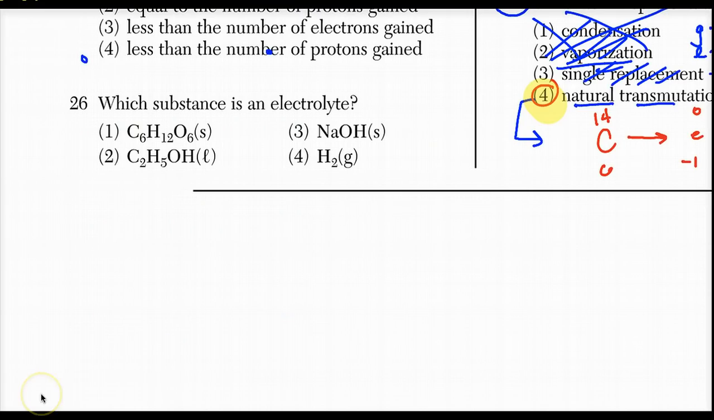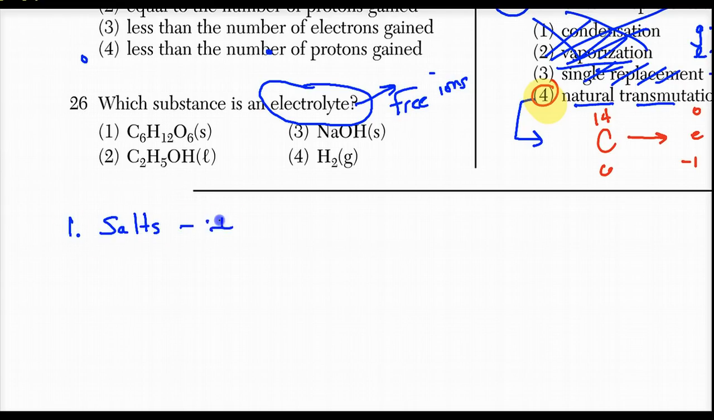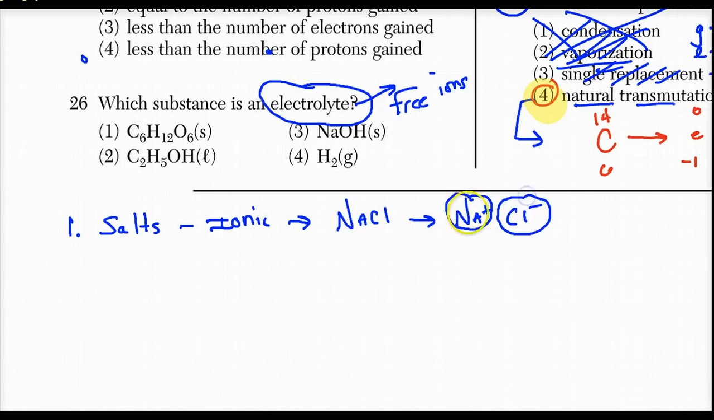Number 26. Which substance is an electrolyte? Well, my friends in chemistry, an electrolyte describes compounds that when in water dissociate into free ions. And there are 3 things that dissociate into free ions. So you're looking for something that breaks apart into free ions. Very important. The first one is salts, a fancy name for ionic compounds. So if you had sodium chloride, that dissociates into Na plus and Cl negative. These are free ions which can move in a solution to conduct charge.